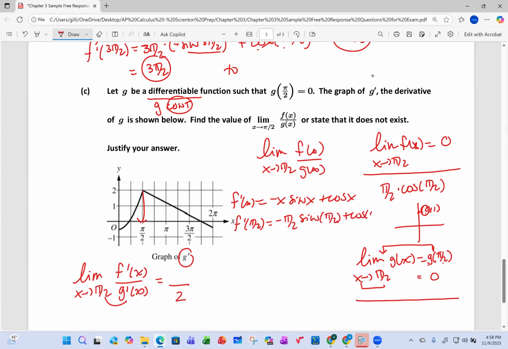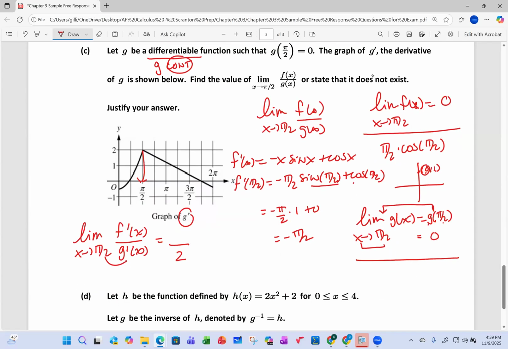Just replacing x with pi over 2. And the cosine of pi over 2 kicks me up here. And the cosine is the x-coordinate, which is 0. The y-coordinate is the sine of pi over 2, which is just 1. So my answer there is negative pi over 2. So this answer on top is negative pi over 2, which now reduces to negative pi over 4.